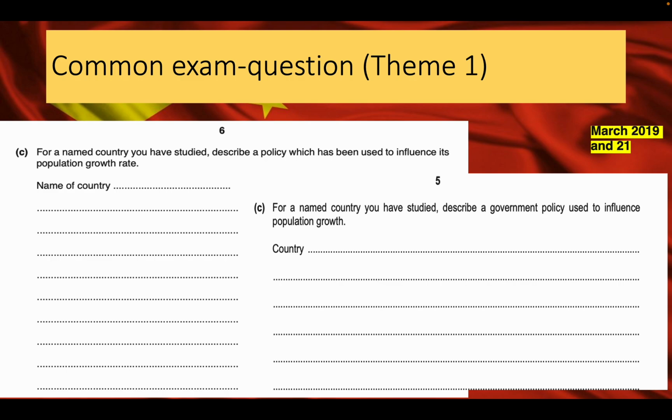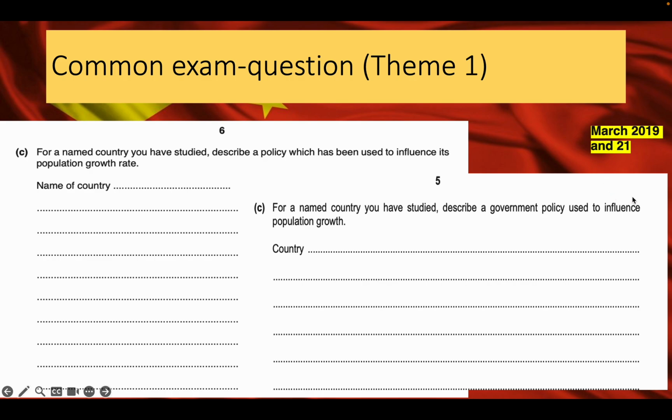So what's the common, standard question they would like to ask in the exam? Well, usually they just ask for a description of the policy. If you can remember this acronym IPEE, that will help you structure your answer. Here's what's been asked previously in March 2019 and 2021.